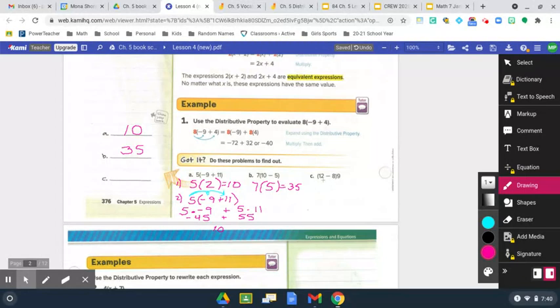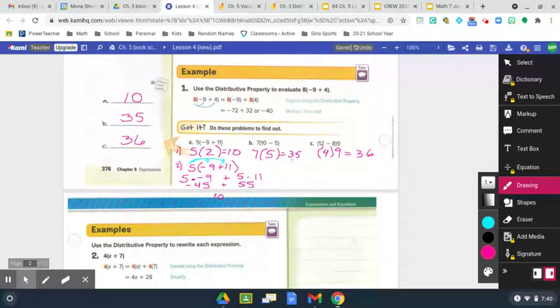Letter C, 12 minus 8 in parentheses times 9. They just flip the 9 over to the right side of the parentheses, and that's okay. Again, if we're going to do order of operations, we're going to do 12 minus 8 and get 4, and then multiply it by 9. 4 times 9, 36. Once again, if I were to do distributive property and distribute that 9, I would also get an answer of 36.